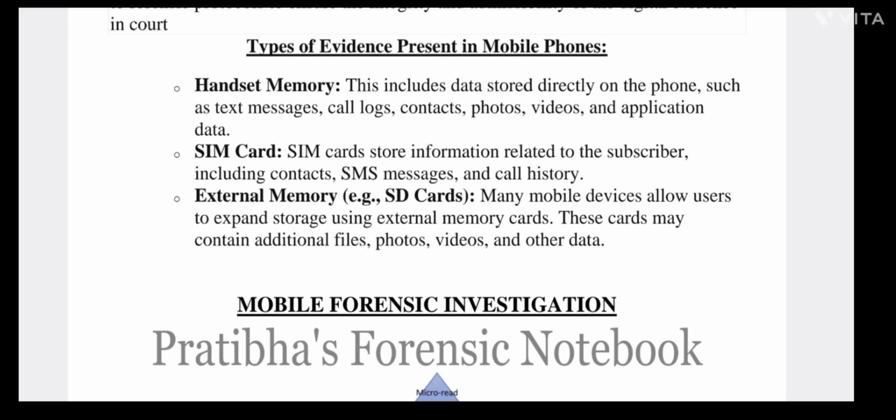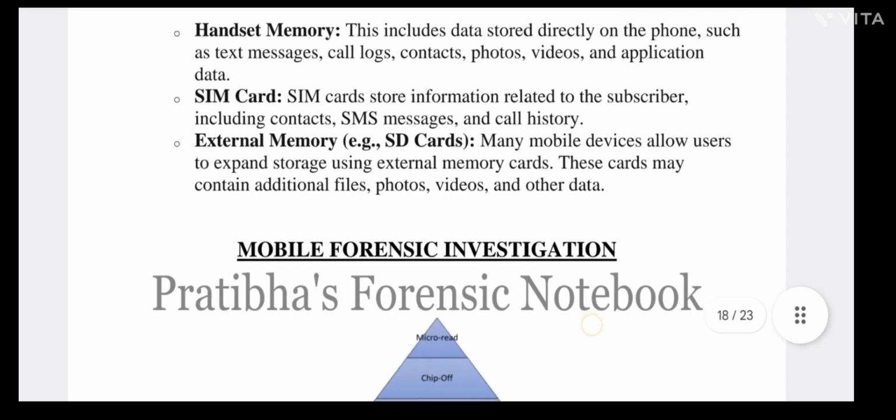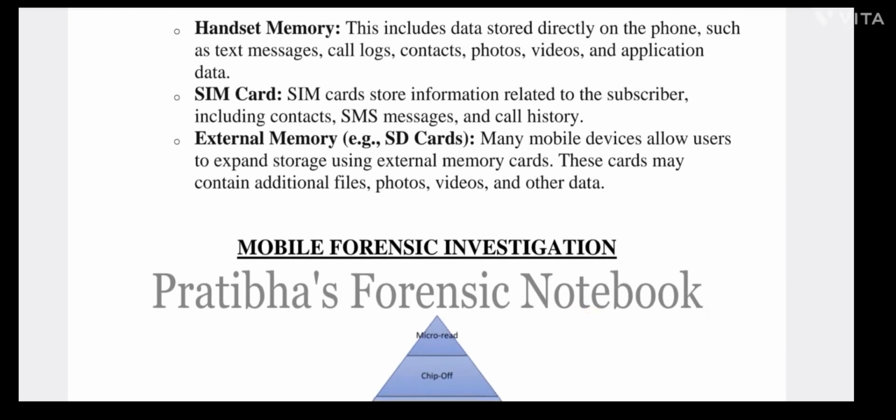Then the second one you can get with the mobile phone is the SIM card. The SIM card basically stores information related to subscriber identity, contacts, and SMS messages, okay. Then external memory, for example an SD card. If you don't know the full form of SD, you should know the full form of SD card also, okay. This external memory allows users to expand storage using external memory cards, and these memory cards contain pictures, videos, and files, okay.